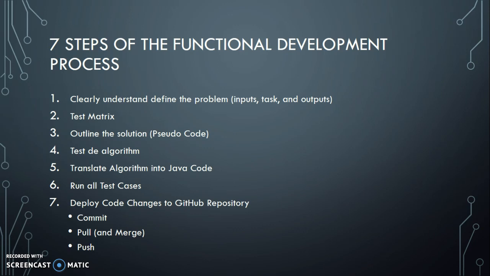These 7 steps are: clearly understand, define the problem, input, task, and outputs, test matrix, outline the solution, pseudocode, test algorithm, translate algorithm into the Java code, run test case, and deploy code changes to GitHub repository. We go start.